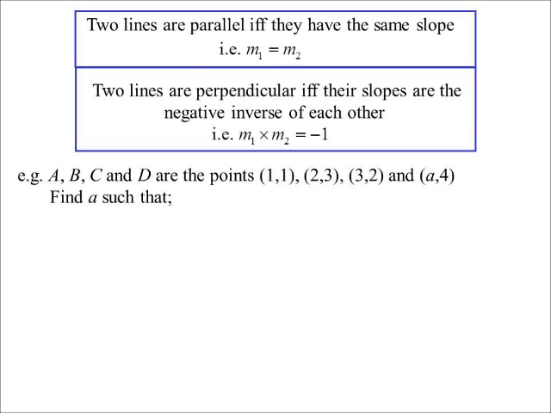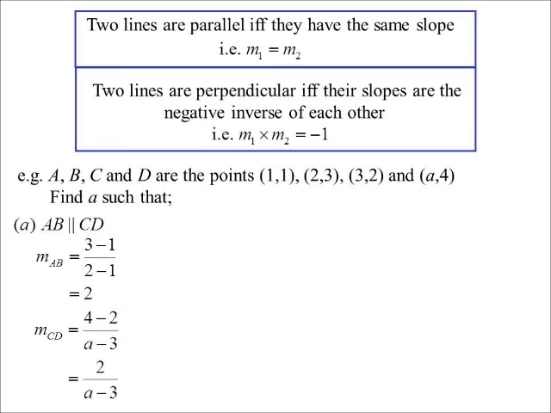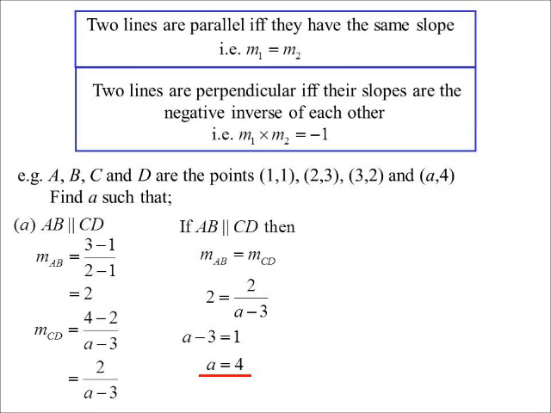So all right, well, I've got A, B, C, D, 4 points. Problem is I don't know the x value of my fourth point there. We're going to find it such that the two lines are parallel. Well, if they're parallel, the slopes are the same. So slope of AB turns out to be 2. Slope of CD, 2 on A minus 3, and we just solve that simple little equation. If the two slopes are equal, then 2 is 2 on A minus 3, so A minus 3 must be 1. We get A is 4.